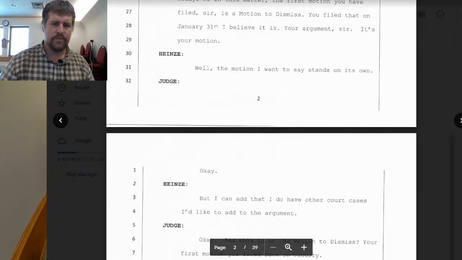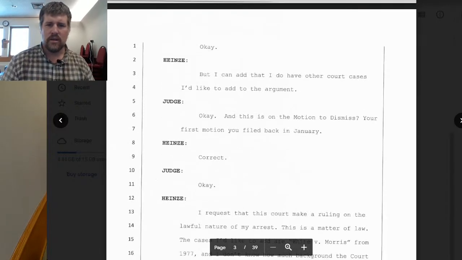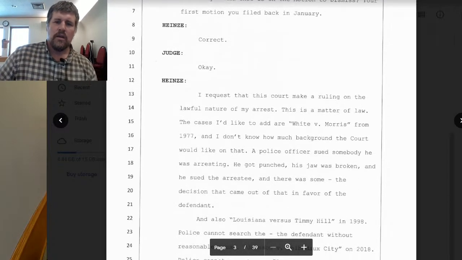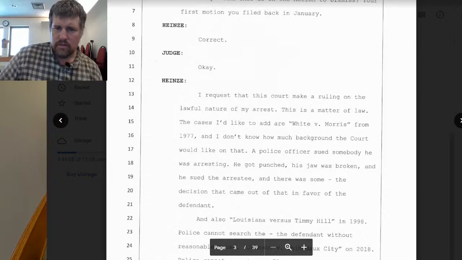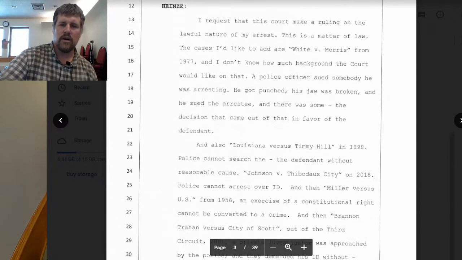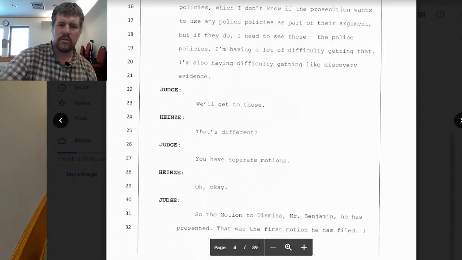And then yeah, I had to argue with the city judge. "The motion I want to say stands on its own. I can add that I do have other court cases I'd like to add." Okay, and this is on the motion to dismiss. Your first motion you filed back in January. "I request this court make a ruling on the lawful nature of my arrest. It's a matter of law." Okay, I give them all my arguments. I can skip through those.